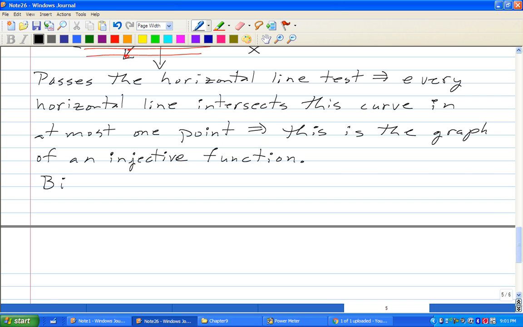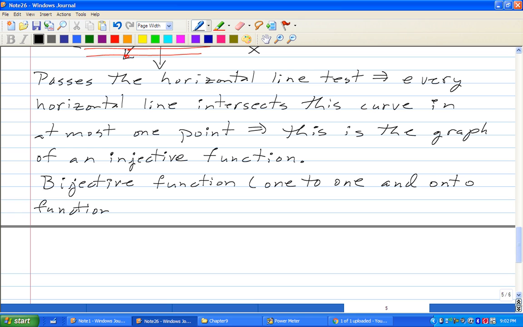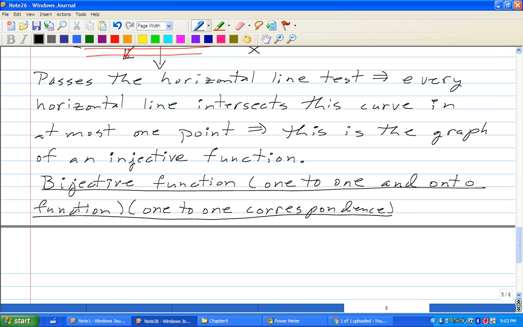Lastly, a bijective function. Also called a one-to-one and onto function. And it's also called a one-to-one correspondence. So back in grade school, they call these one-to-one correspondence. The usual example is, say in kindergarten, they would give you cookies and glasses of milk, and you pair up for every cookie a glass of milk. So there was a one-to-one correspondence between the cookies and the glasses of milk.